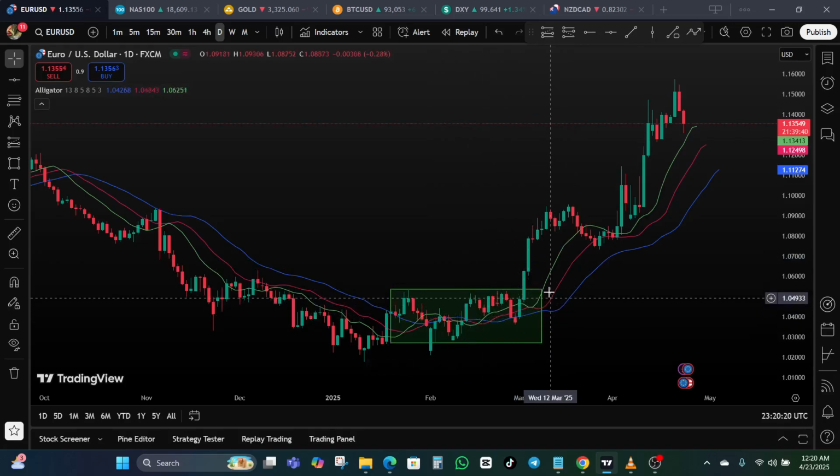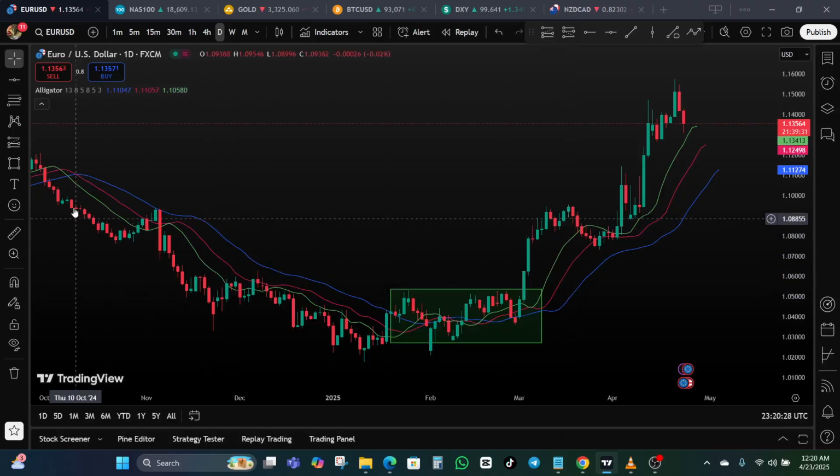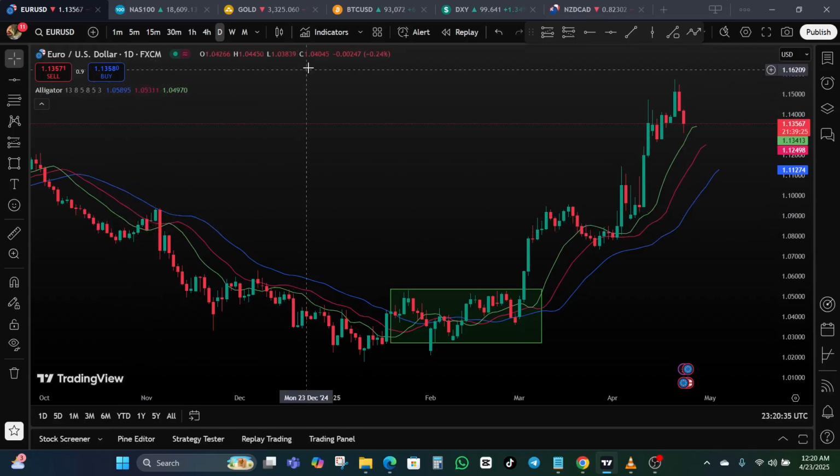But when the alligator is awake and trending, moving in a particular direction, then you can look for a good opportunity. When it is trending upward, you look for buy opportunities. And when it is trending downwards, you should be looking for sell opportunities. Now, let us quickly talk about the Awesome Oscillator.